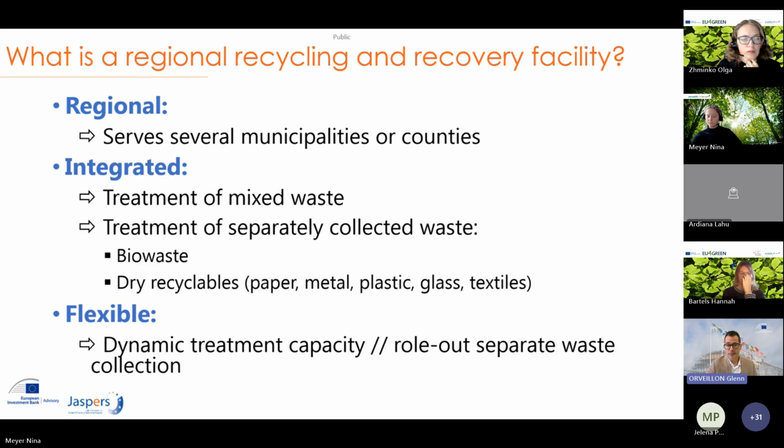So what are these? These are actually, as the word says, regional. They serve several municipalities or counties in the case of Croatia. Not all countries do have counties, but let's say you at least have some regions. Why regional? Because what you want is to have an economy of scale. You don't want to do small facilities that usually would not be really economically and financially viable, in that sense. So that's why I insist on region. And on the recovery, on the recycling, that actually should be the other way around.